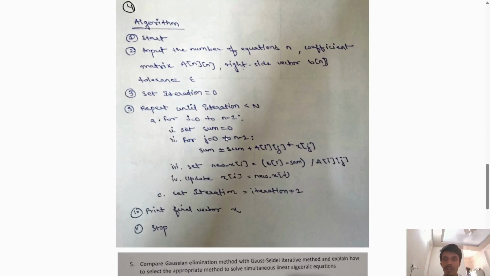For i equals 0 to n minus 1, we set sum equals 0. For j equals 0 to n minus 1, we set sum equals sum plus a[i][j] into x[j]. We set new x, a new array we create, equals b[i] minus sum divided by a[i][i]. We update x[i] to the new x array that we have created, and we increment the iteration by 1. Then we print the final vector x, which contains the answer, and stop the algorithm.